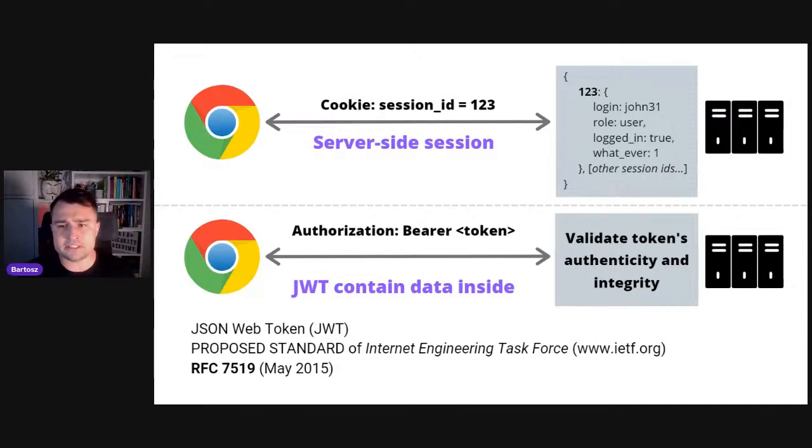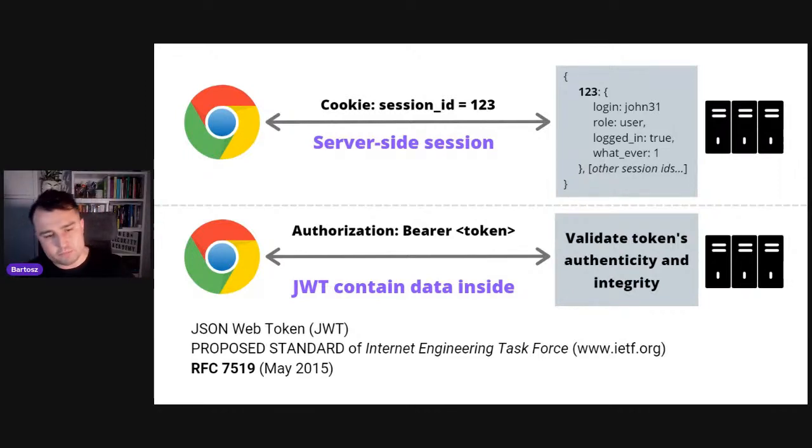On the right side, you can see that I may have a dictionary of objects, and the session cookie ID may be 1, 2, 3. If this cookie is present, the server would retrieve this object and know that this is John 31 with the role user, and whatever else is required to fulfill the request.